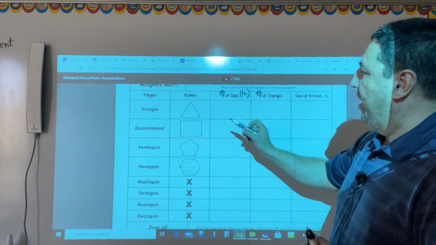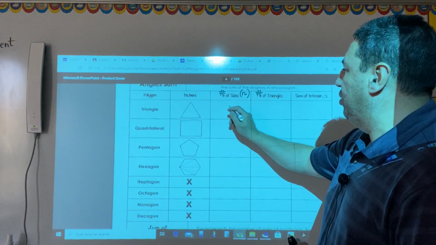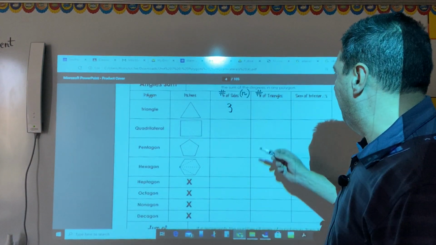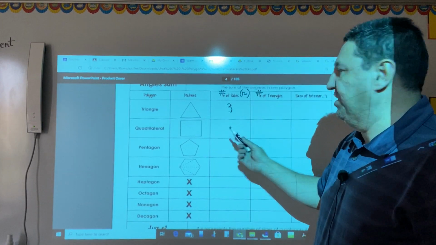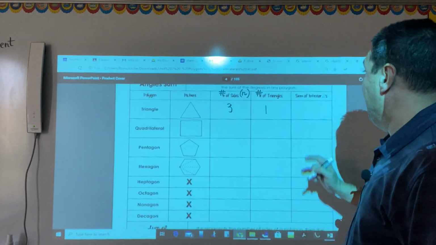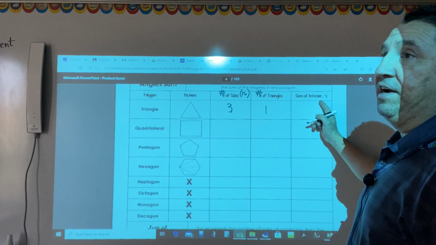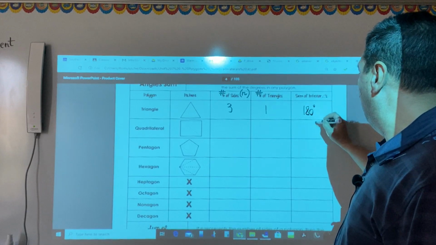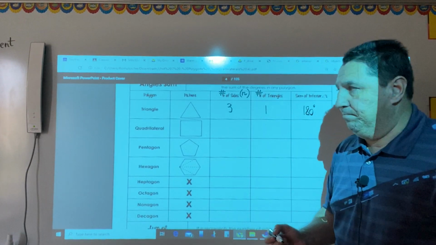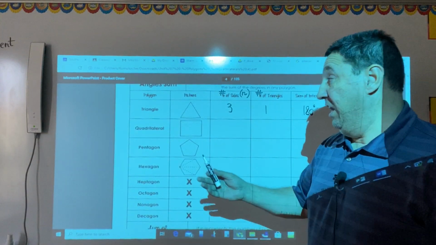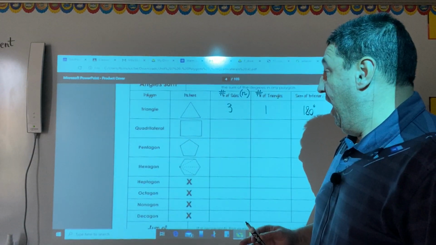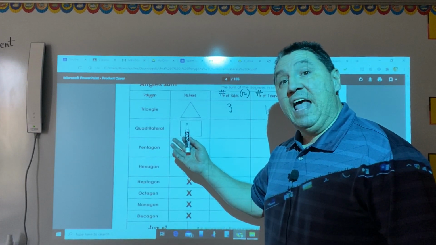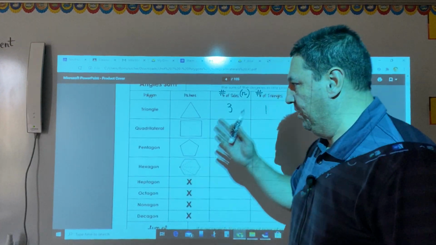Now, here, for a triangle, number of sides, we have 3 sides, right? Because any triangle consists of 3 sides. Now, number of triangles. Of course, there is only one triangle. What is the sum of interior angles of a triangle? Equals 180, right? Because we have only one triangle. Good. For a quadrilateral, how do we find the number of triangles that make up a quadrilateral?